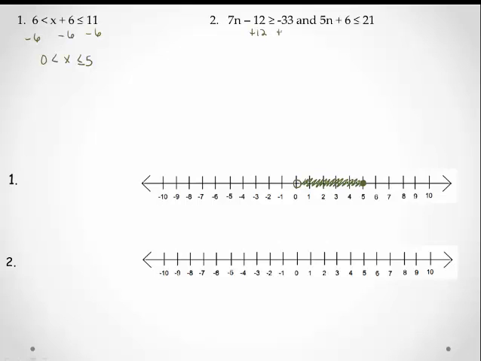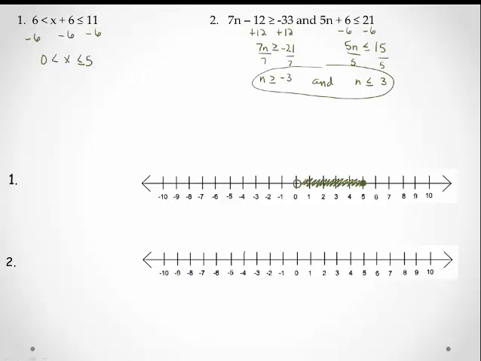Here I have two separate problems to solve. So I have 7n is greater than or equal to negative 21. Divide by 7, and I have n is greater than or equal to negative 3. I subtract 6 from both sides, and I get 5n is less than or equal to 15. Divide by 5, and I get that n is less than or equal to positive 3. Don't forget the word and. So I have a closed circle on negative 3. I have a closed circle on positive 3. N is less than or equal to positive 3 and greater than or equal to negative 3, so I am shading the overlap in between.